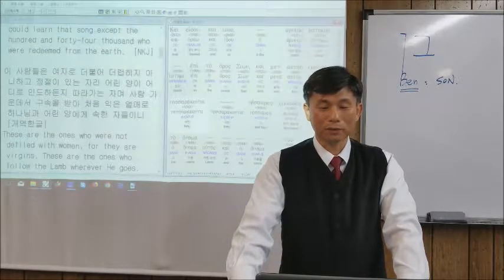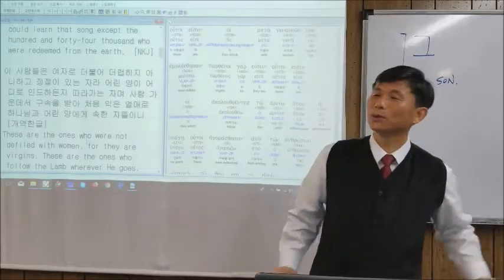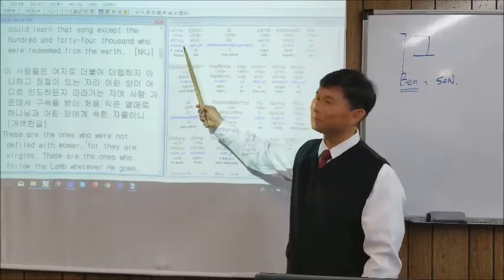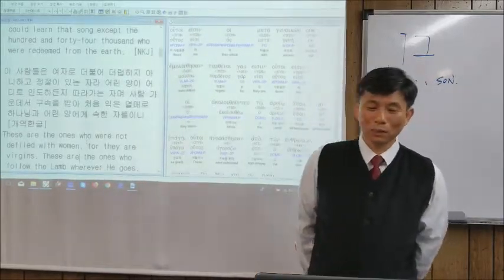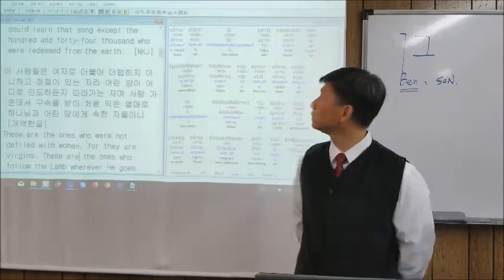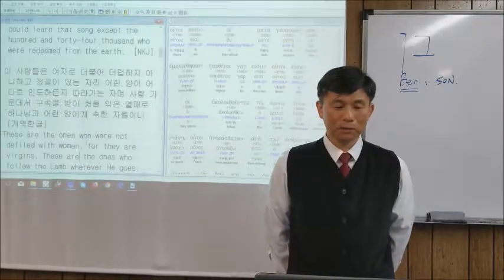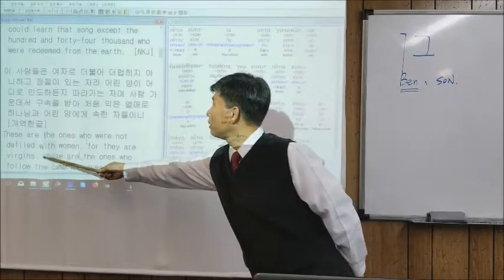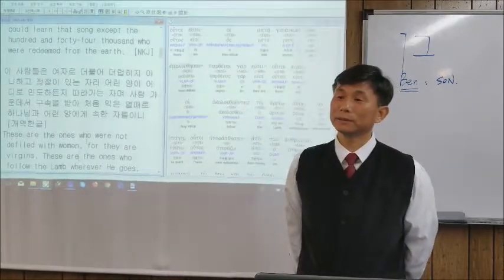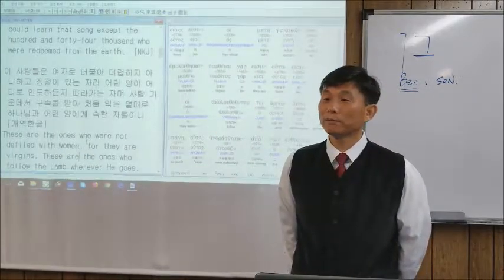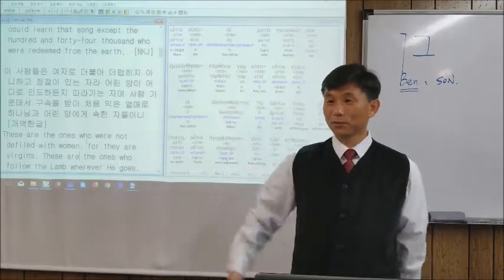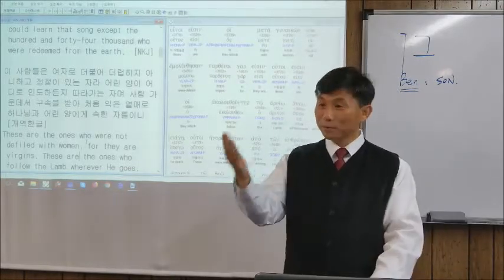These are the 144,000. These are houtoi. We just learned, right? Houtoi. These are the ones who are not defiled with women. Okay? For they are what? They are virgins. So in order to become a virgin, you have to have the number 144,000.